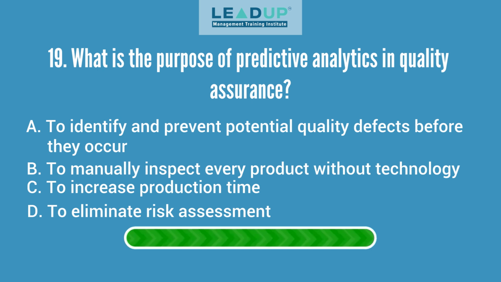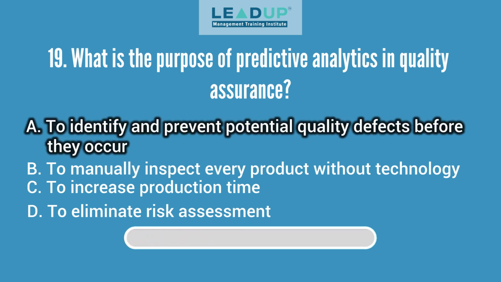Question 19. What is the purpose of predictive analytics in quality assurance? A. To identify and prevent potential quality defects before they occur. B. To manually inspect every product without technology. C. To increase production time. And D. To eliminate risk assessment. The answer is to identify and prevent potential quality defects before they occur.